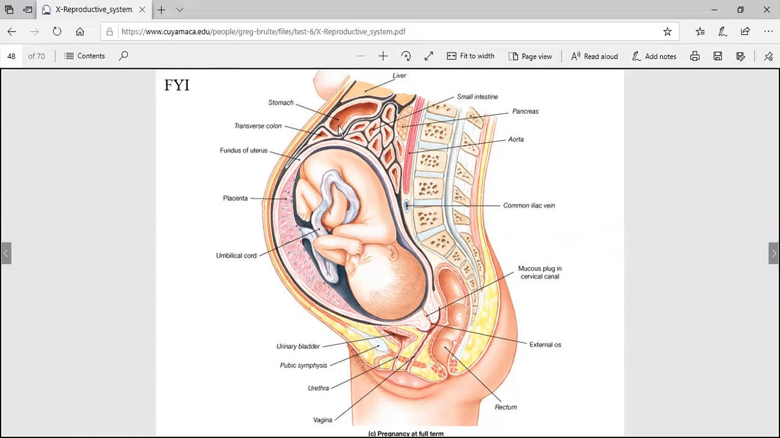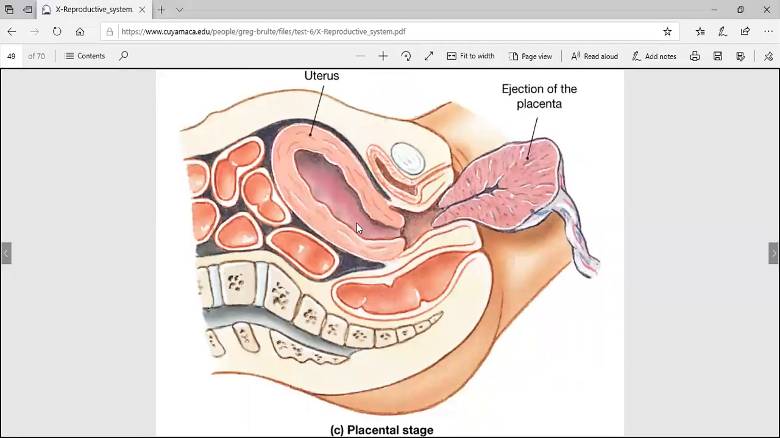You can see what happens to the small intestines up here. And your mom usually complains of heartburn because this gets pushed up. Also complains about having to go to the bathroom a lot because the bladder's being pressed upon here. Okay. And then there goes the placenta afterwards.